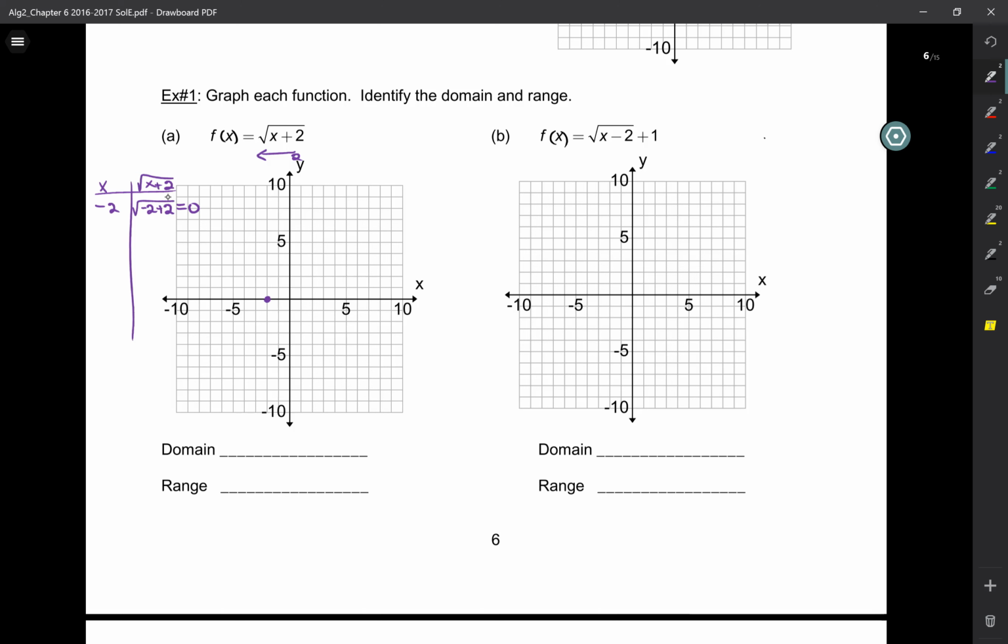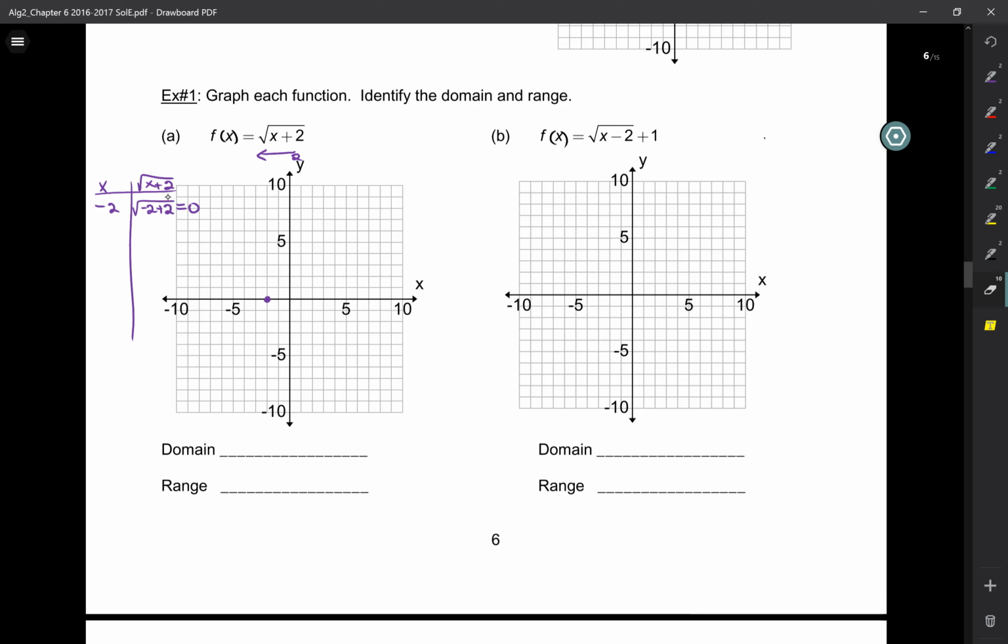Now, next, can I plug in -3 into here? If I plug in -3 for x, what do I get? The square root of -1, right, if it's -3. If I plug in -3, then I get -3 plus 2, which is -1, right? And does that work? No. So I can't do that. So I can't go to the left. That means I got to go to the right.